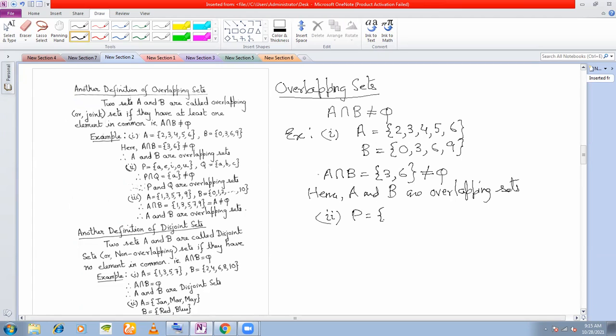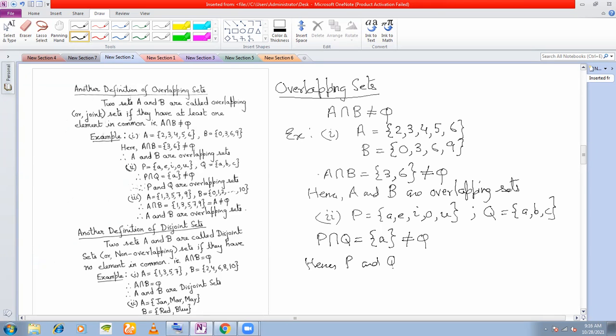No, sir. Suppose I give you another one. A, E, I, O, U, the set P. And I give you the set Q is equal to A, B, C. To check whether these two are overlapping sets, you find out P intersection Q. So what is P intersection Q? What is the common element between P and Q? Only A. So is this a null set? No, sir. So therefore, it is not a null set. So therefore, we say P and Q are overlapping sets.